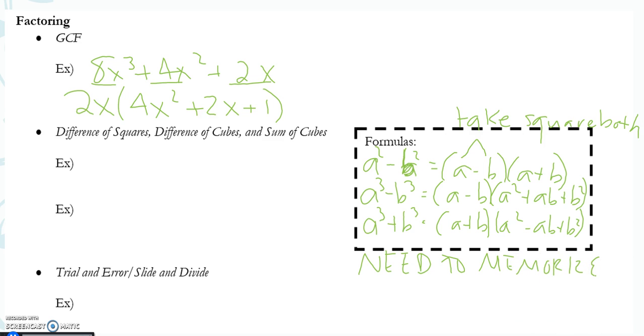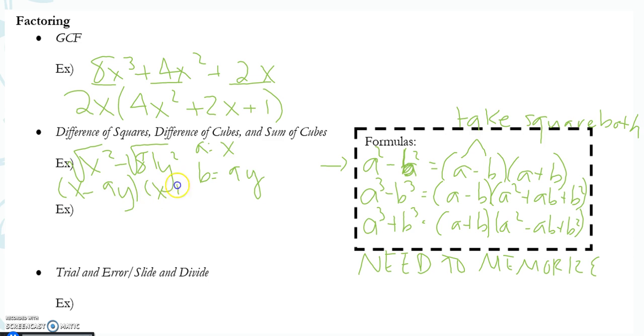So if we're looking at our example problems, the first one is x squared minus 81y squared. Since it's an even power, a squared, that means you have to use the first formula, difference of two squares. So I would square root both of these to get my a and my b. My a would be x, and my b would be 9y. Then I fill it into the formula: x minus 9y, x plus 9y.